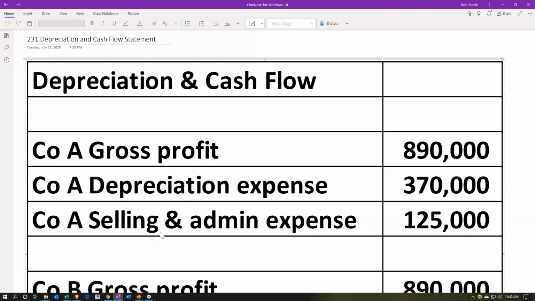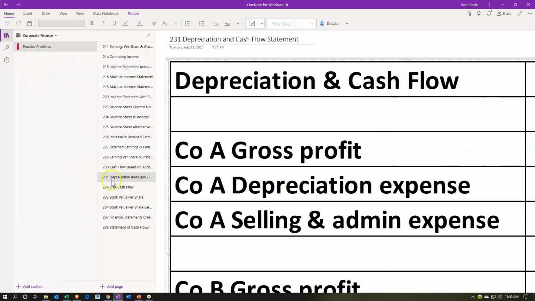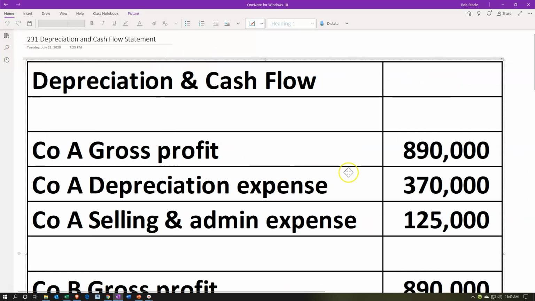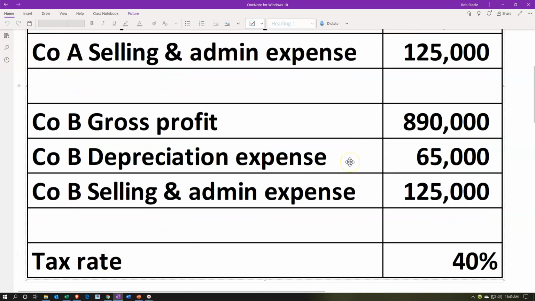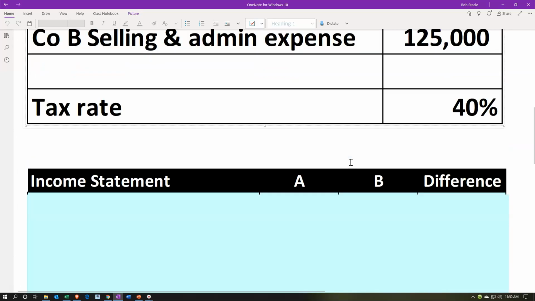Here we are in OneNote. If you would like to follow along, you're not required to do so, but if you have access to OneNote and would like to, we are in the 231 Depreciation and Cash Flow tab under the Practice Problems section. Closing this back up, we're going to have our information up top, and then we're going to put that information into the blue area working our problem on down below.